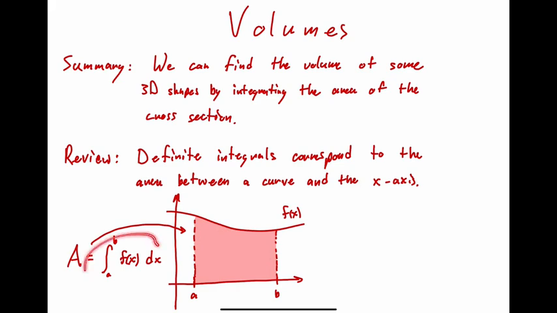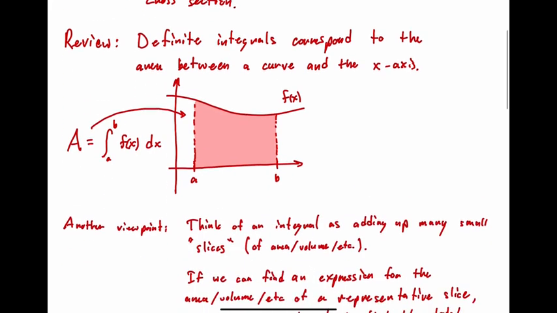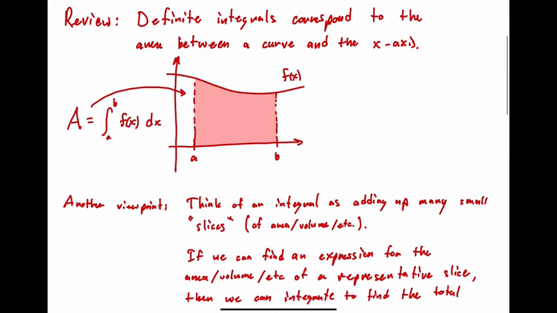So if definite integrals give us areas, then how can we use integrals to find volumes? Well, we'll see that in just a little bit. But first, let's look at another viewpoint of definite integrals. We can think of an integral as adding up many small slices. In this case, we're thinking about slices of area, and then we'll think about slices of volume.